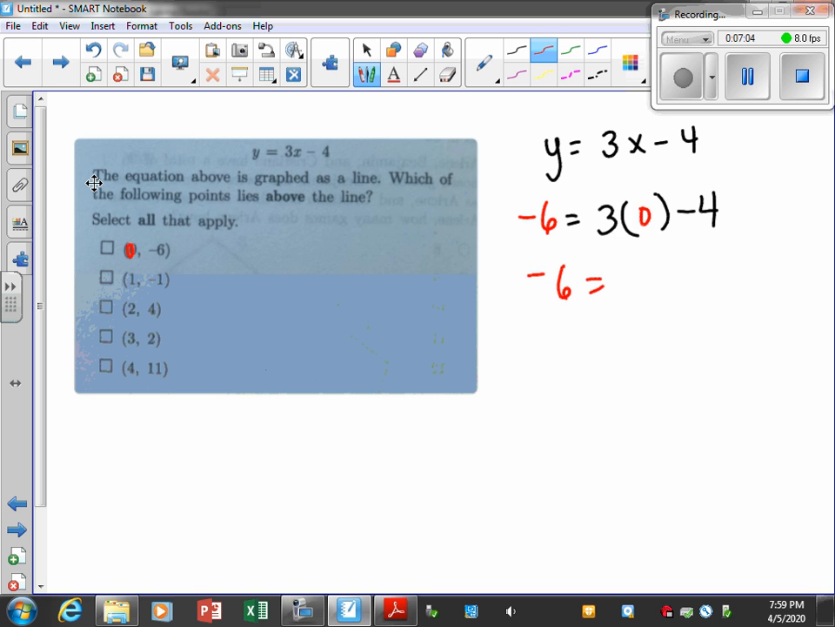Well, 3 times 0 is 0. Negative 6 is equal to negative 4. That's false. So, no, because this one's check all that apply, so we have to test all of them. Alright, that one was false. Our next one is check when x is 1. When x is 1, y is negative 1. So that's going to be 3 minus 4, which is negative 1. And this one is true.